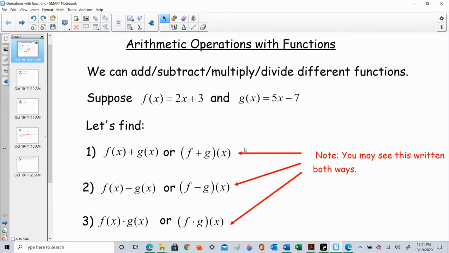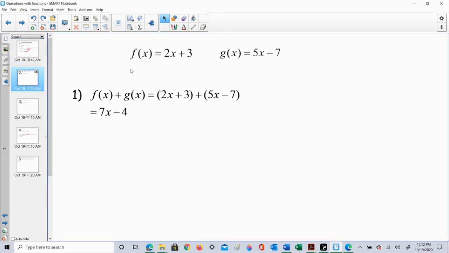So let's just take a look at this. It's a pretty simple concept. We're just going to be able to add or subtract and multiply these functions. We're going to leave division for another day. It's a little bit more difficult. So let's look at the first one. f of x is 2x plus 3. g of x is 5x minus 7. So what do we need to do?